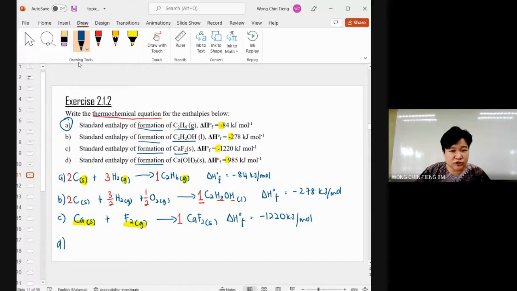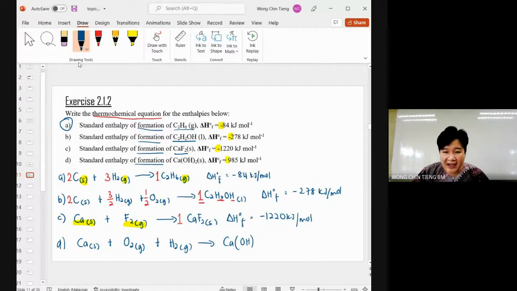And last but not least, your D for the formation also very simple. You have your calcium solid, slightly different. You have your oxygen gas. You have your hydrogen gas, your element, bukan OH minus ya. Bukan OH minus. So you have your calcium hydroxide solid. Your enthalpy of formation over here adalah positif. Soalan tak bagi positif tapi bila kamu tulis kamu wajib letak positif.